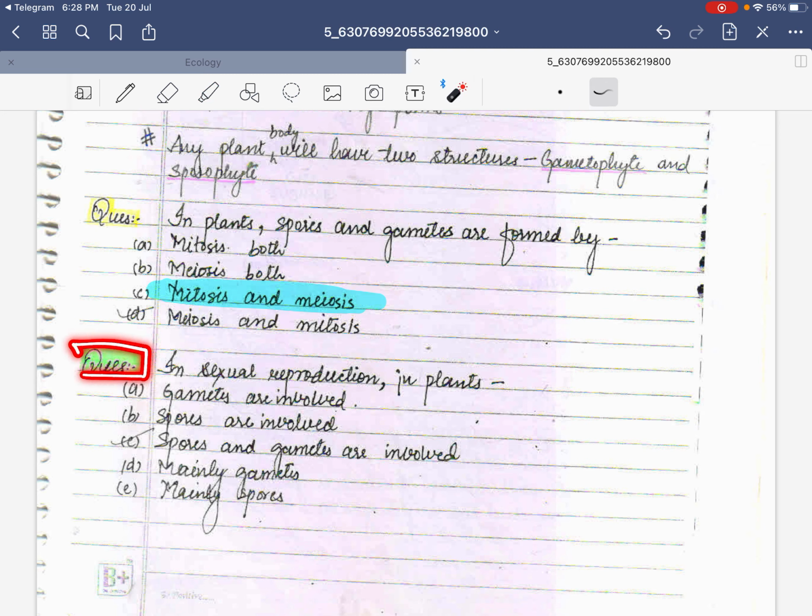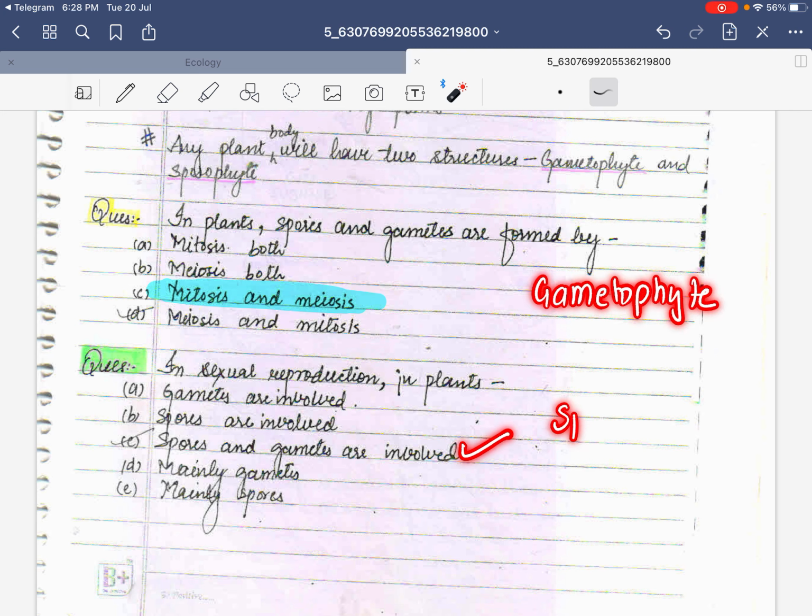Let us look at this question. In sexual reproduction in plants, gametes are involved? Yes. Spores are involved? Spores and gametes are involved. Yes, because we know that there are two plant bodies, right? The gametophyte and the sporophyte, right?